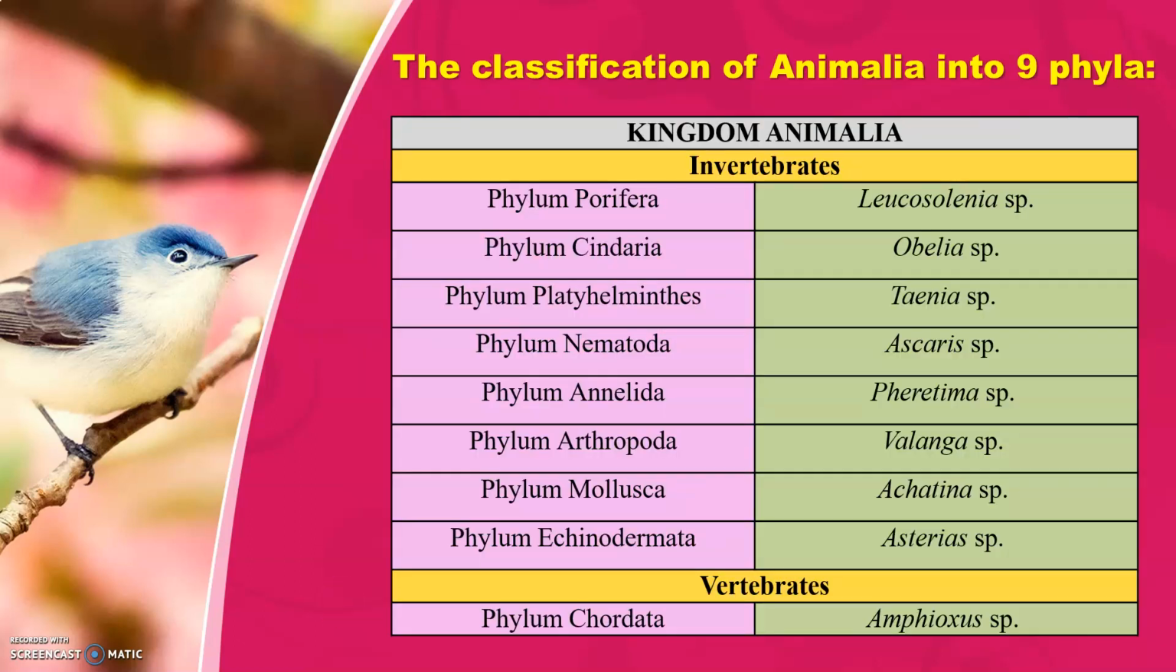The 9 phylums are starting from Porifera, Cnidaria, Platyhelminthes, Nematoda, Annelida, Arthropoda, Mollusca, Echinodermata, and the only vertebrate in this kingdom is phylum Chordata.